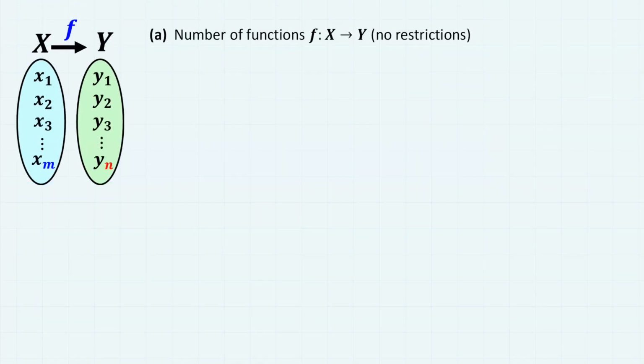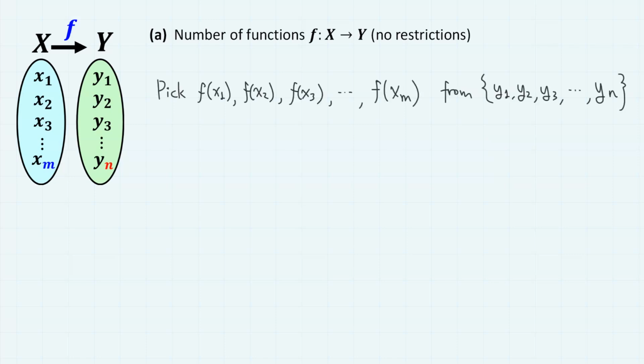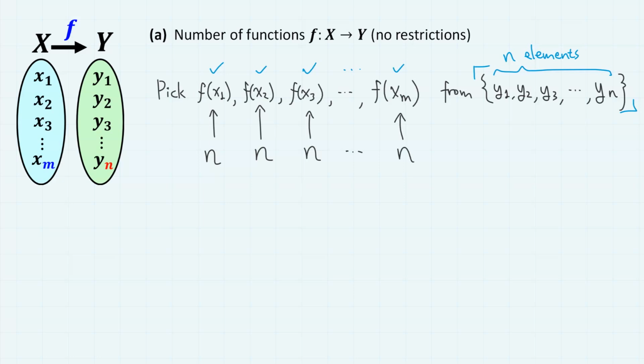Alright, first, the number of functions in general when there are no restrictions. Here we have to pick the values for f(x1), f(x2), f(x3), and so on, up to f(xm) from the codomain y1, y2, y3, ..., yn, having n elements. So for f(x1), there are n choices, and for f(x2), there are also n choices, and for f(x3), there are also n choices, and so on, and for f(xm), there are n choices. So we have n multiplied m times, which gives n to the power of m.